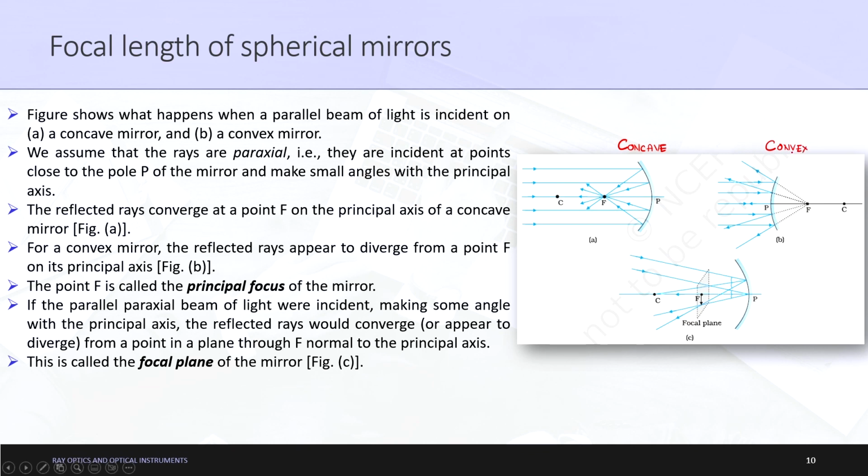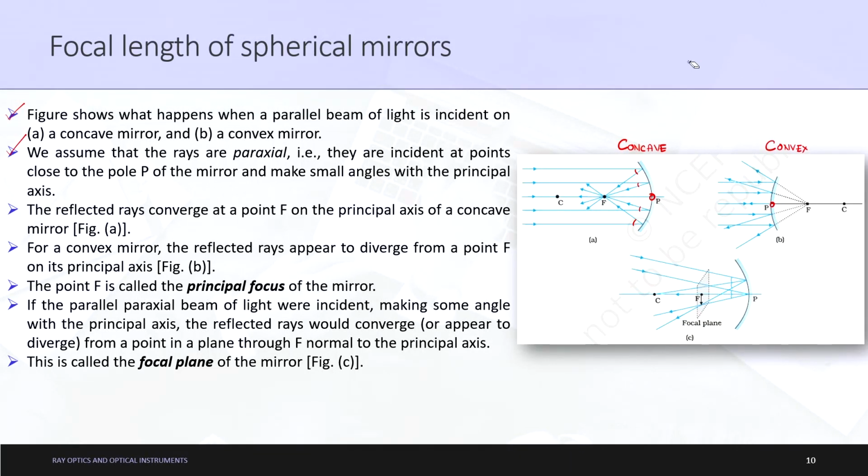Okay. So, we assume that the rays are para-axial. What is the meaning of para-axial? Please understand here. They are incident at points close to the pole P, and make small angles with the principal axis. All these angles are very small, so small that we take sin theta approximately equal to tan theta, which is approximately equal to theta. These approximations can be taken if we assume that the rays are para-axial. This is one of the assumptions we take in the entirety of ray optics.